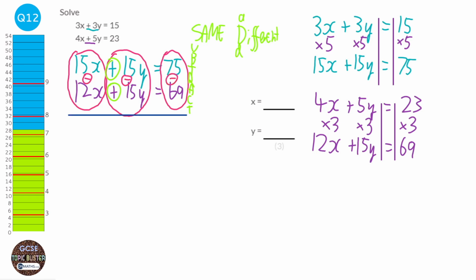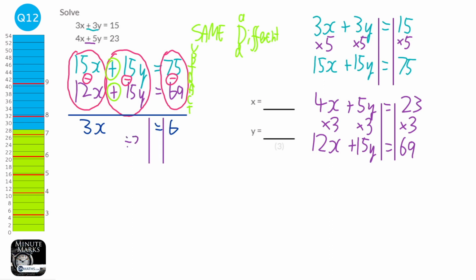So we're going to subtract going downwards, and we've got 15x take away 12x, which is 3x. 15y take away 15y, which is nothing, which is good, that's the whole point. And we've got 75 take away 69, which is 6. Is it 6? Yeah. Okay, so we're going to then solve that.